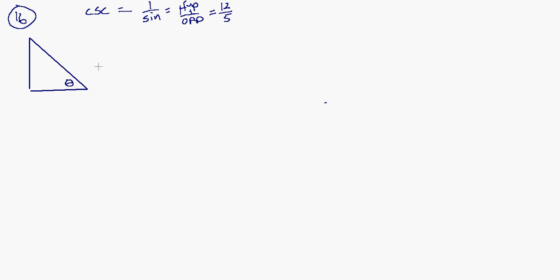therefore we know the hypotenuse is 12. We know that the opposite is 5. And now we can find the missing side by, again, if we call this a, therefore a squared plus 5 squared equals 12 squared. So we have a squared plus 25 equals 144.